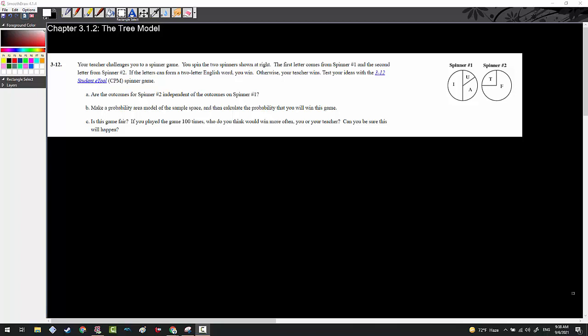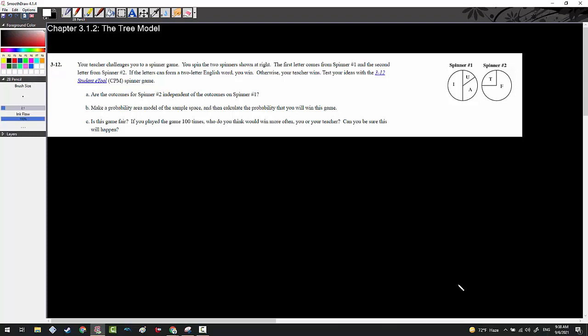In today's episode, we will be discussing Chapter 3.1.2, which is the tree model. The tree model is used to calculate probability, just like the area model we did in the previous section, but there's just a different visual aspect to it. And so we're just trying to give you different tools on how to calculate probability. There will be times when the tree model is going to be necessary over the area model, but when we get there, we will definitely explain how that works.